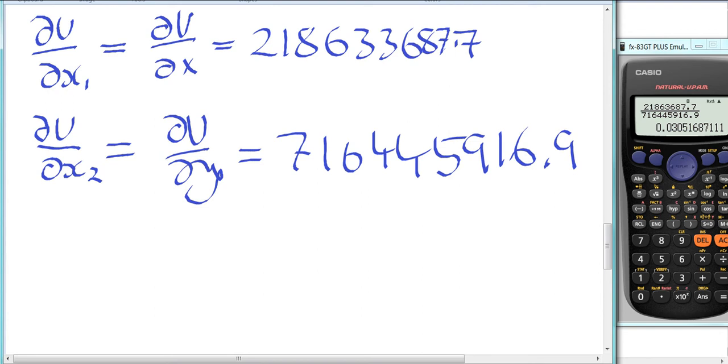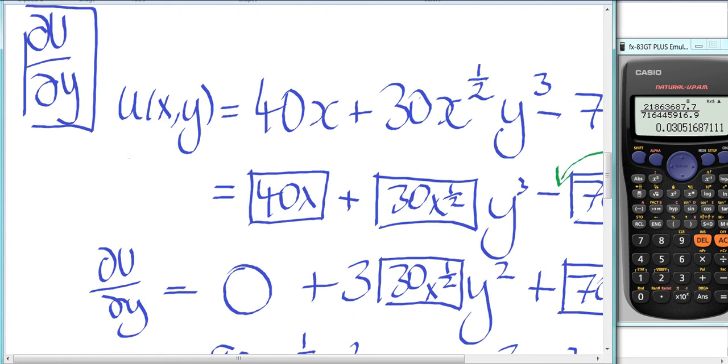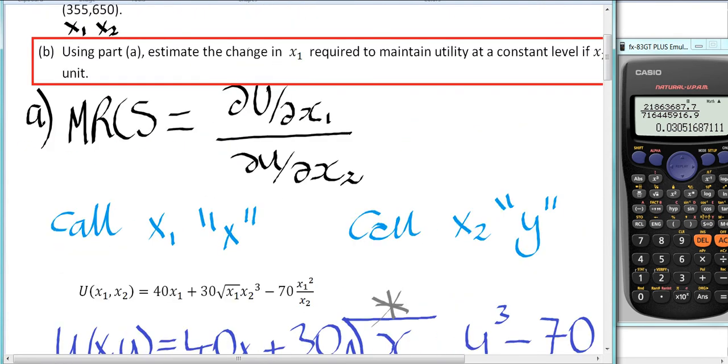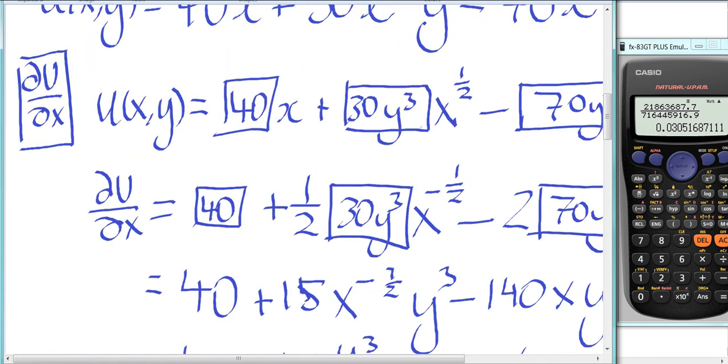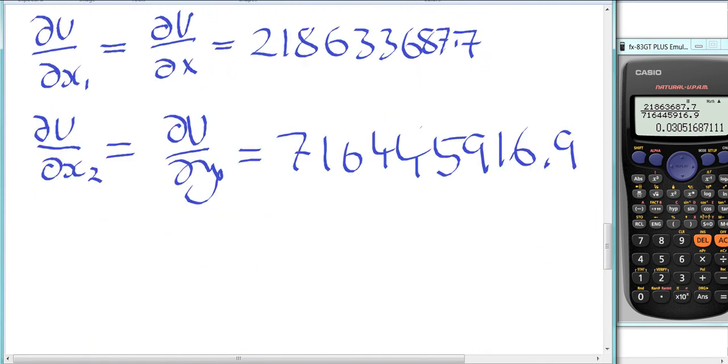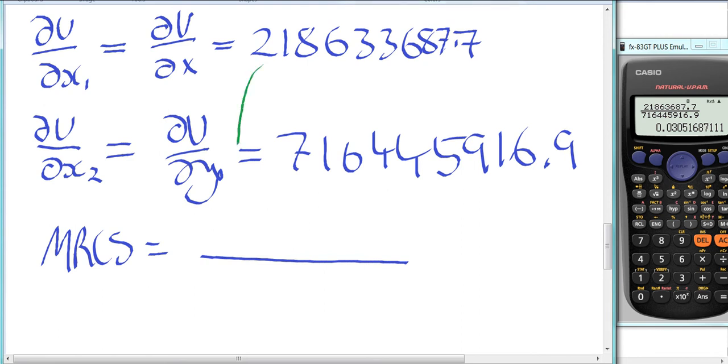Anyway, okay, so are we nearly ready to go? What do we need for MRCS? The first derivative over the second derivative. Okay, so we can take that now. The MRCS equals the first derivative over the second derivative. Remember, that's the first derivative, so I can put that in the top. That's the second derivative of this guy, and put him in the bottom. I'll just write it in and then just bang it all into the calculator.